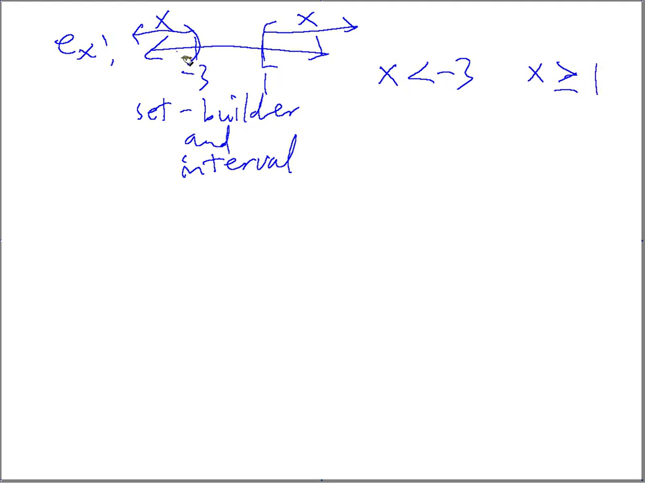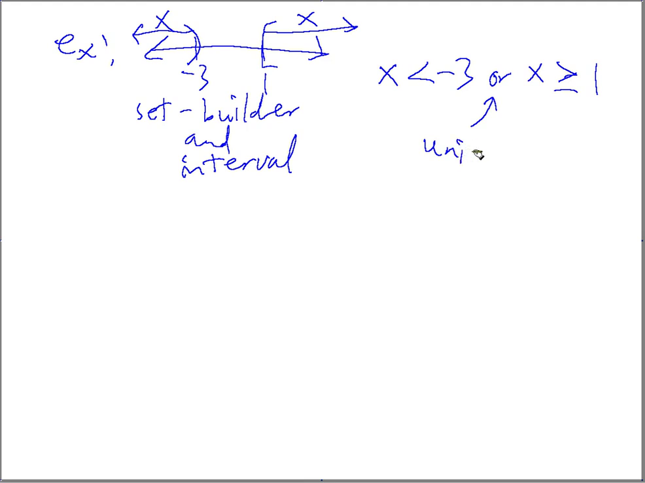Now, either my real numbers are in here or in here. Obviously they can't be in both places. Either you're here or you're here. So how do we join these two sets together? Let's look at the word or. That means either we're less than -3 or we're bigger than or equal to 1, but not both. So the word or means you're joining these two sets together. When you put two sets together, you're also taking what's called the union of two sets.